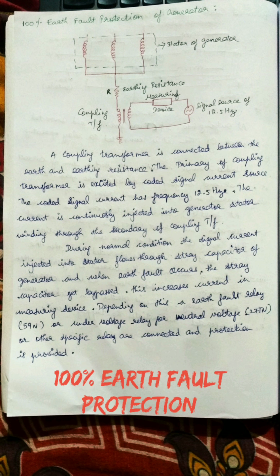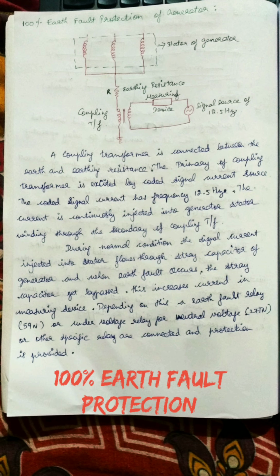Then, 100% earth fault protection. Here the stator of your generator is protected by a coupling transformer, which has some measuring devices, and a particular frequency signal will be injected into your transformer winding, and it will be checked continuously. When it senses a fault or abnormality, at that time the earth fault protection will operate and a trip will be initiated.